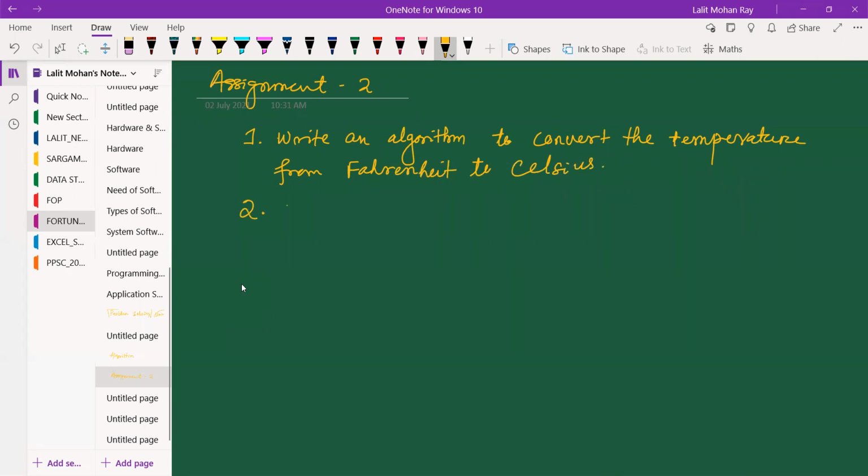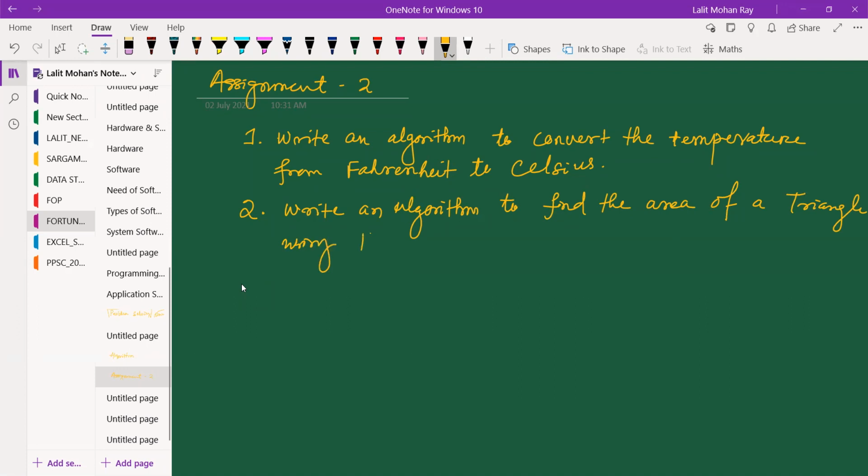Number 2, write an algorithm to find the area of the triangle using Heron's formula.